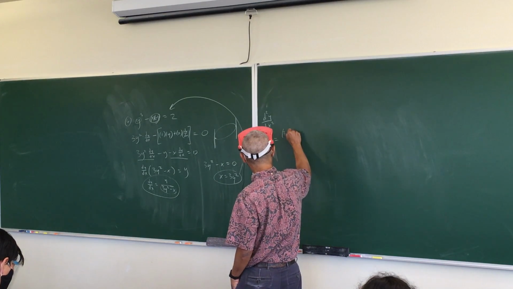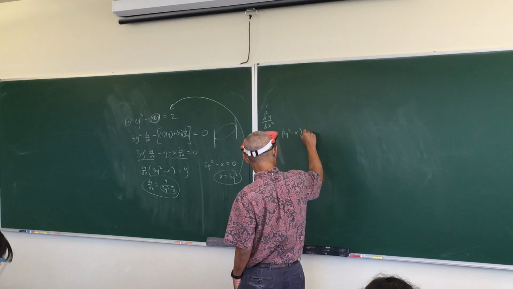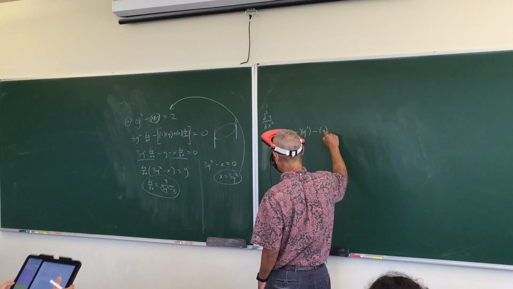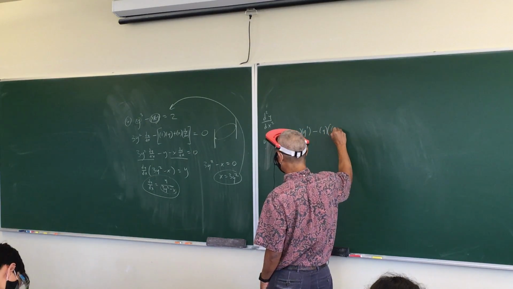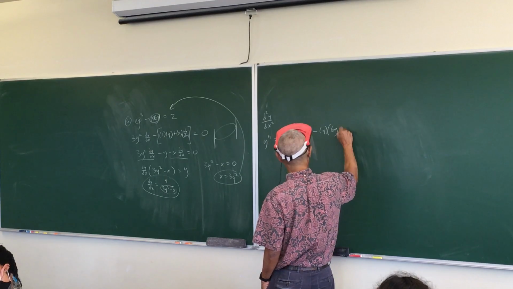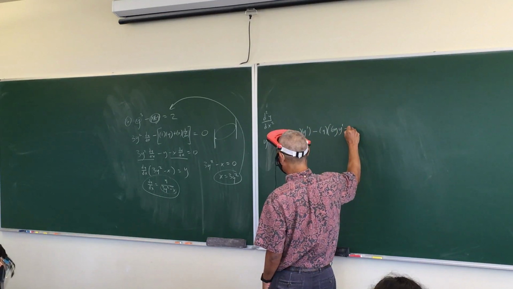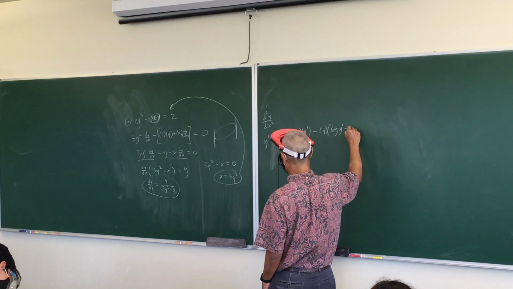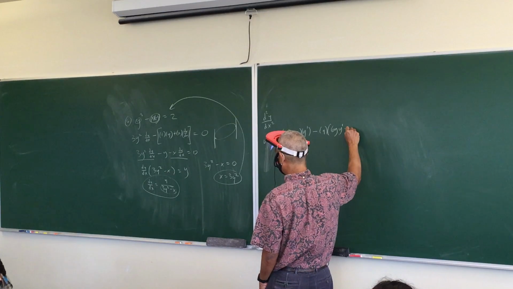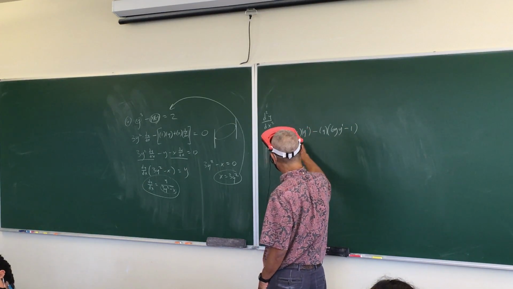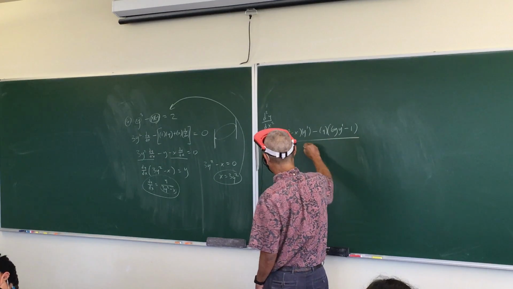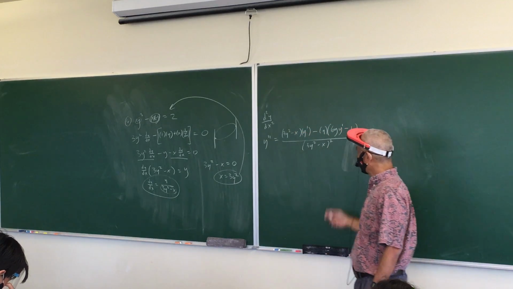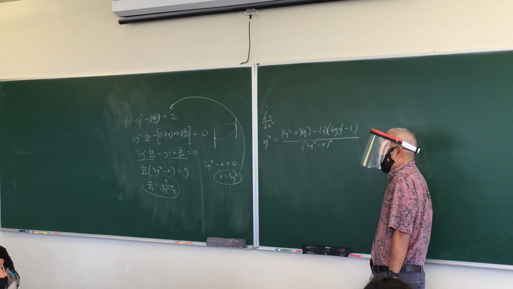3y squared minus x times y prime minus y, 6y times y prime minus... Oh wait, it's perfect so far. Okay, and then over that squared. Yep, there you go. I'm guessing you get 1 point for that. Maybe 2, I don't know.